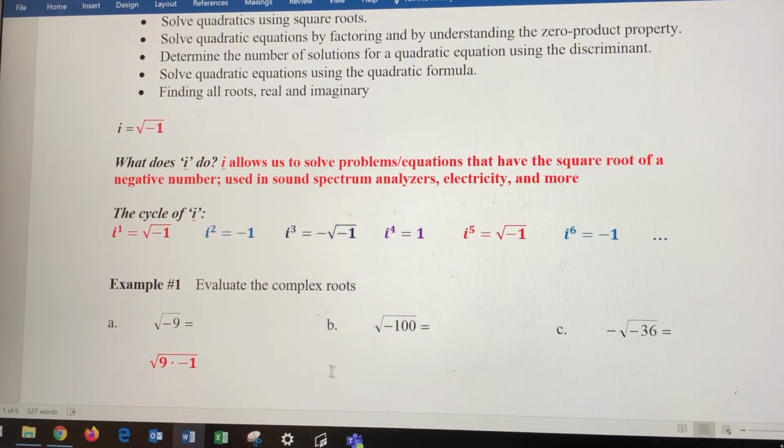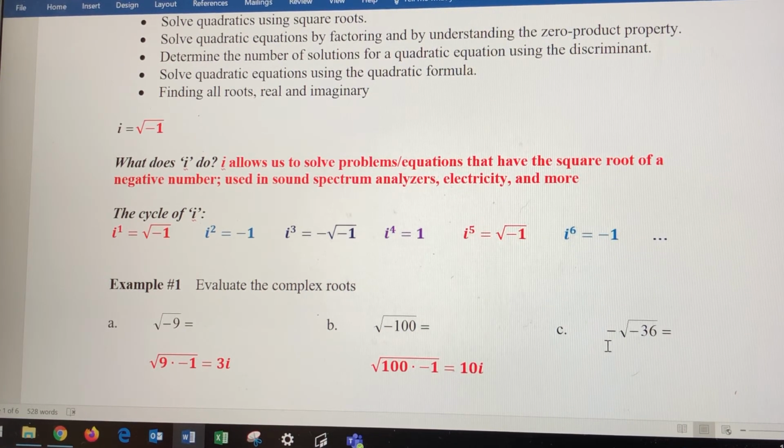The square root of -1 we know to be i. So when I simplify the square root of -9, I get 3i, okay? With b here, we've got the square root of -100. We want to take the square root of that. So let's factor that as 100 times -1, and that gives me 10i, okay?